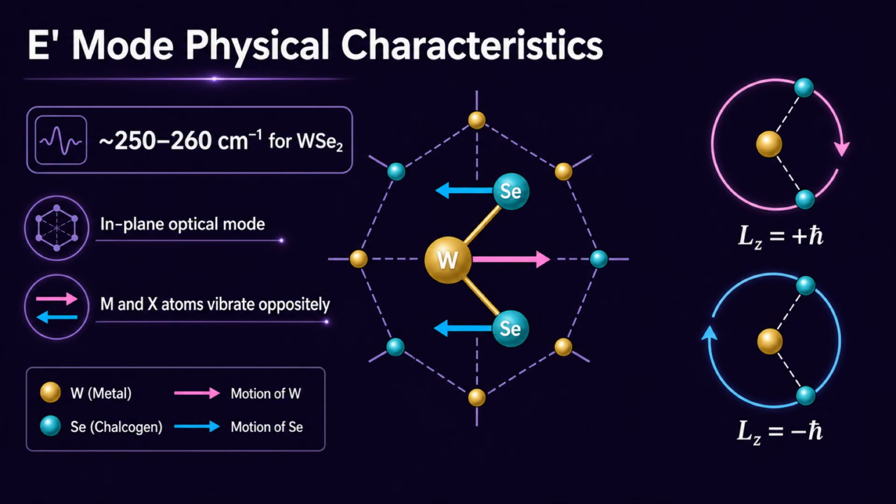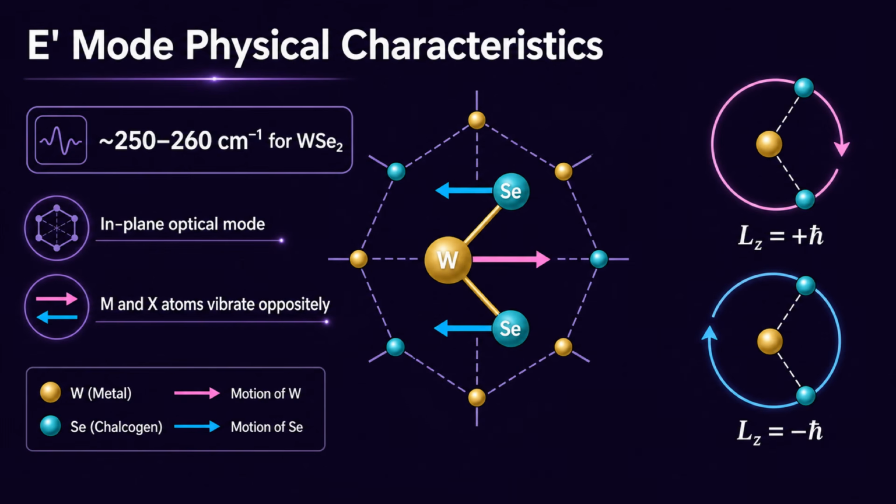The E' mode in WSe2 has a frequency around 250 to 260 wavenumbers. This is an in-plane optical mode, where the metal and chalcogen atoms vibrate in opposite directions within the plane. When decomposed into the chiral basis, atoms execute circular motion with well-defined angular momentum Lz equals plus or minus ħ.